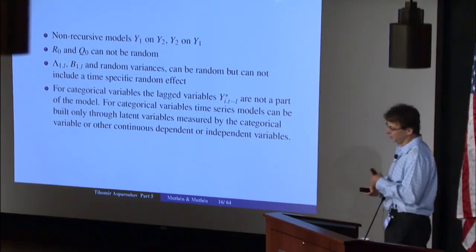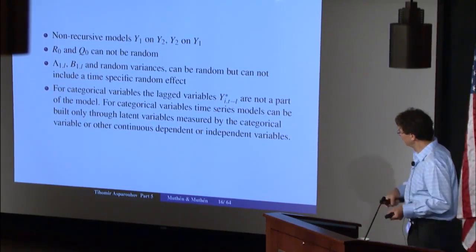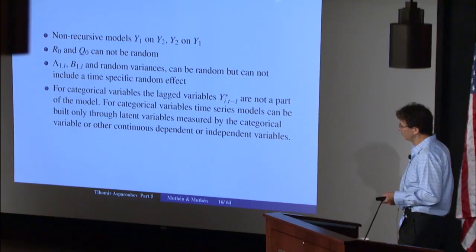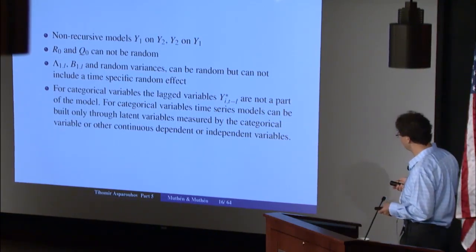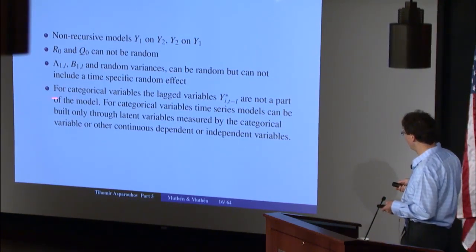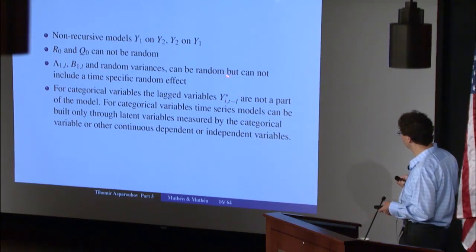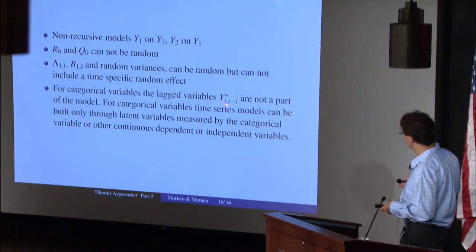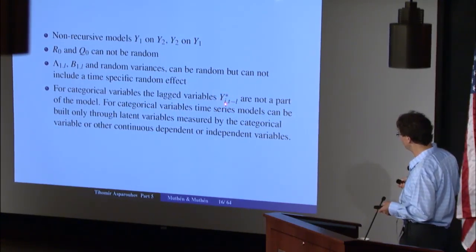Random loadings currently can be subject specific, but they cannot be time specific. They cannot have a time specific component. And we also don't have them for categorical variables. The underlying y star, the lagged version of the underlying y star variable, cannot be in the model.